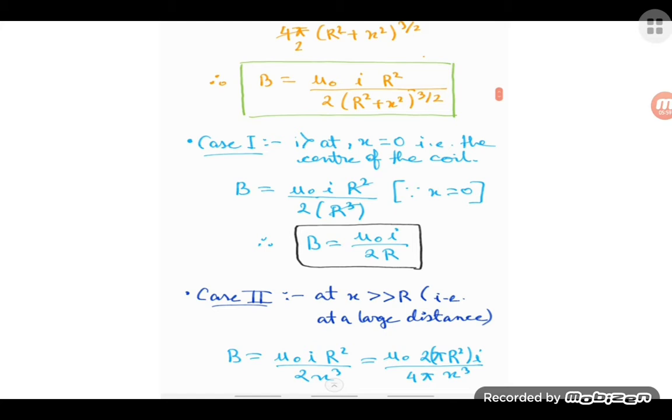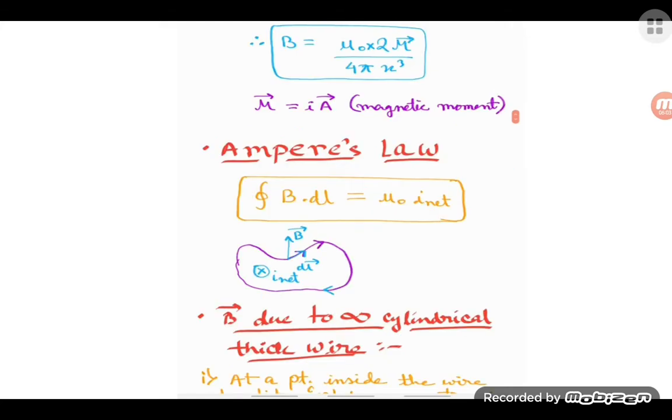That is the magnetic field due to a ring at infinite distance. So that can be considered as B equal to mu naught into 2 mu upon 4 pi x cube. Mu is what? Mu is the magnetic moment, and that is I times A, where A is the area.